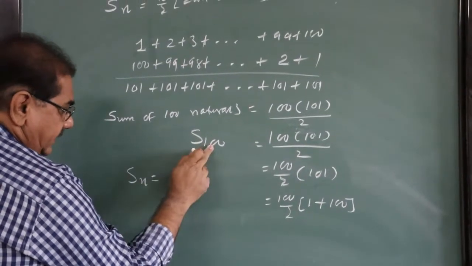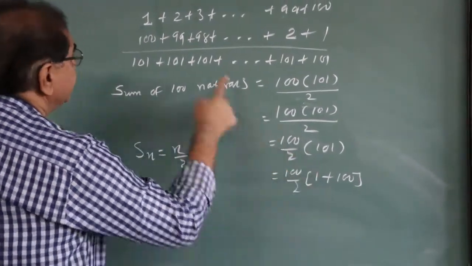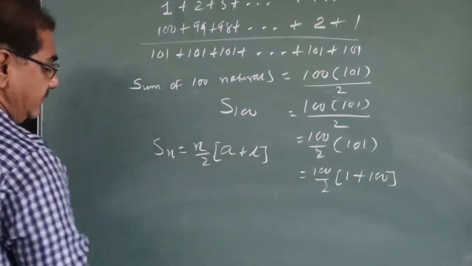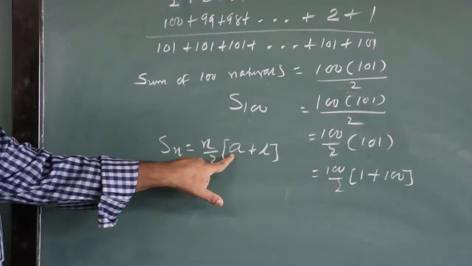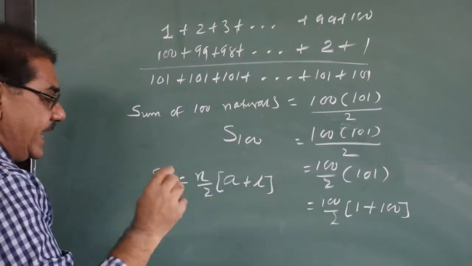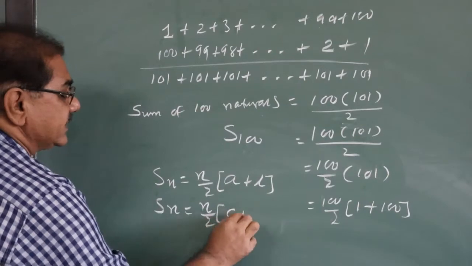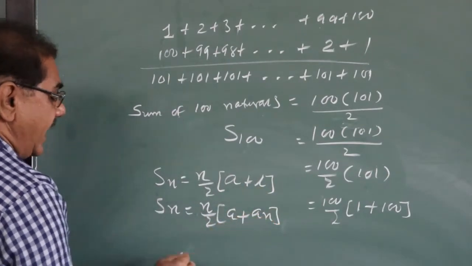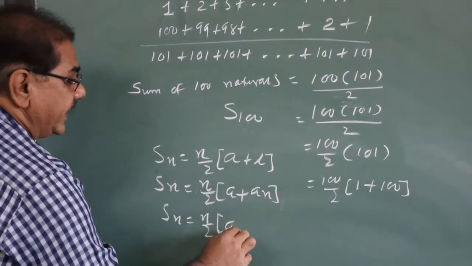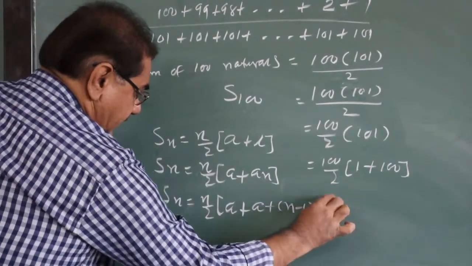100 means it is the number of terms. So n upon 2 into bracket, 1 is the first term, we call it a, and 100 is the last term. So Sn is equal to n by 2 into a plus l. But the last term we take as an. So I replace the last term by an, and we have the formula for an. So Sn is n by 2 into a plus, what is an? a plus n minus 1 into d.